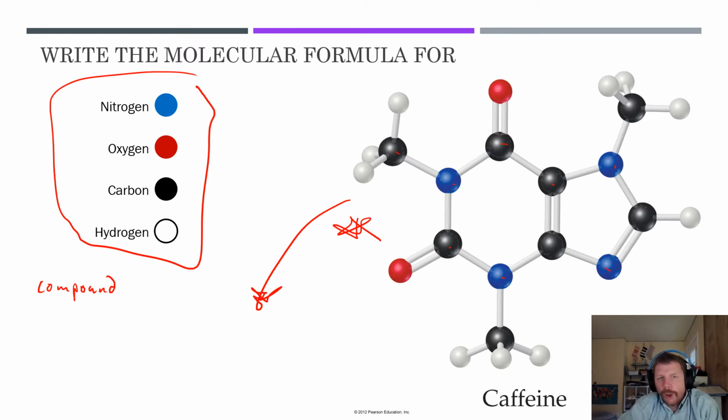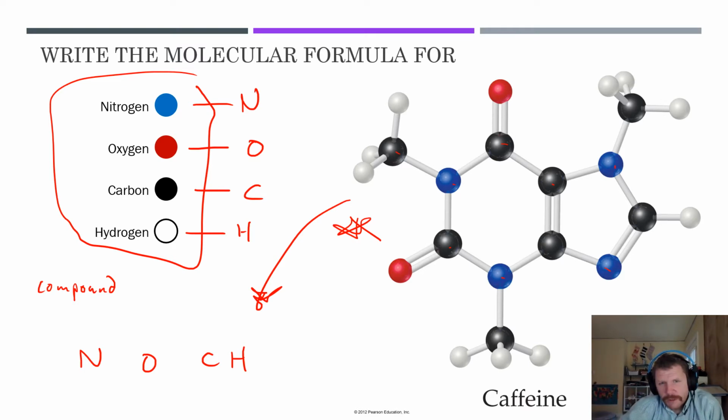out what are all of those different elements, what are their symbols. Nitrogen is N, oxygen is O, carbon is C, hydrogen is H. Okay, so let's just write it out as NOCH.